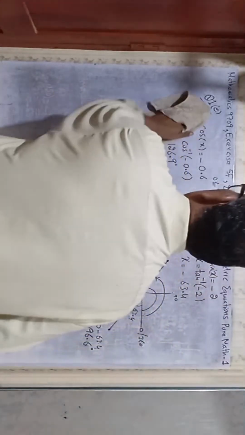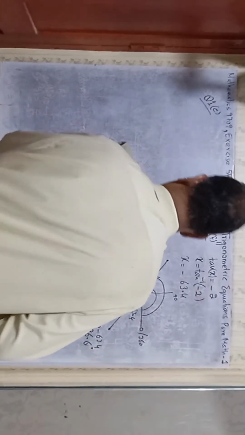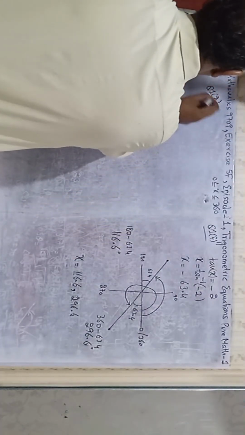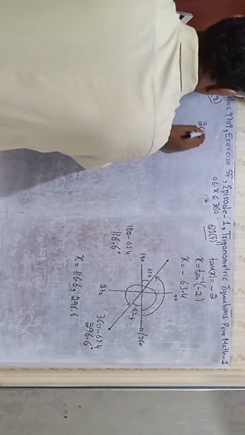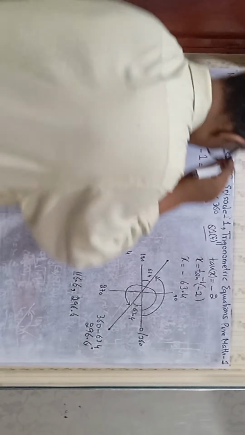Now we will be working on question number 1 and its G part. Here they say that 2 cos x minus 1 is equal to 0. We have to find the value of x. The values of x are from 0 to 360. So let's do this. It's very simple.